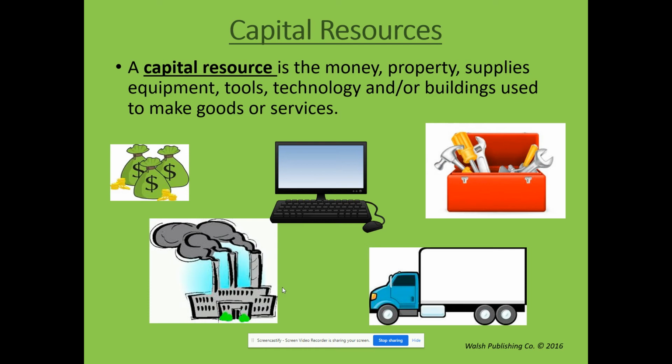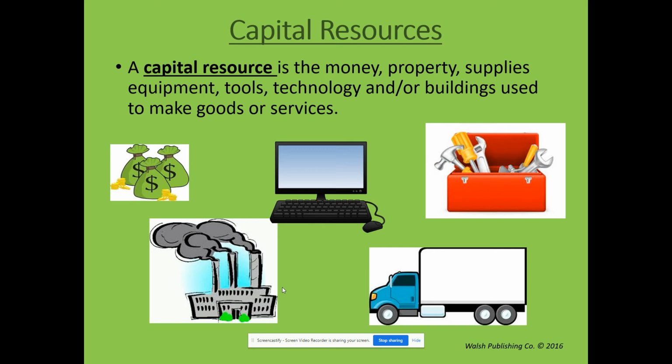Those would all be human resources. But the capital resources would be, it takes money to make a product, and it takes a factory to make a product, and it takes machinery to make a product, and tools and equipment and computers. Those things are called capital resources.